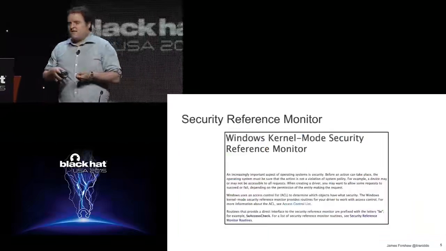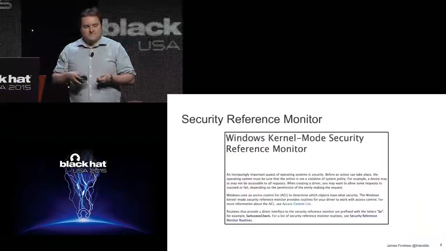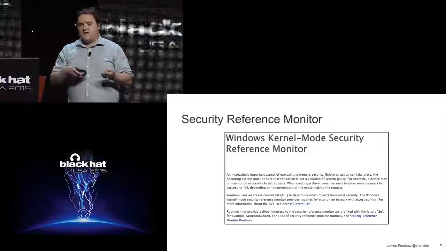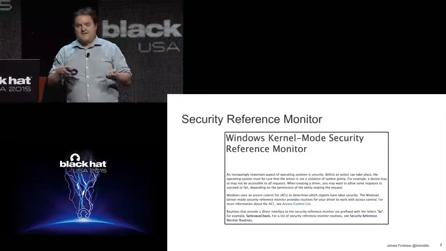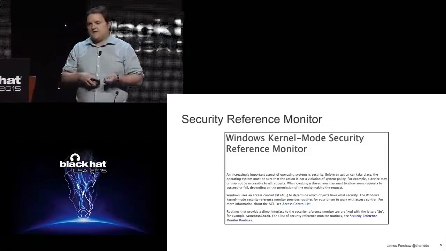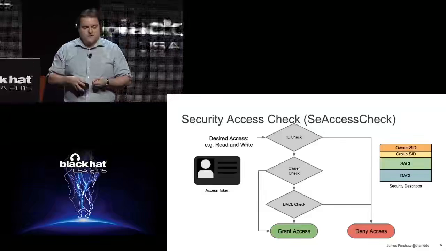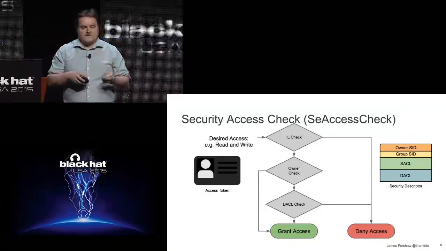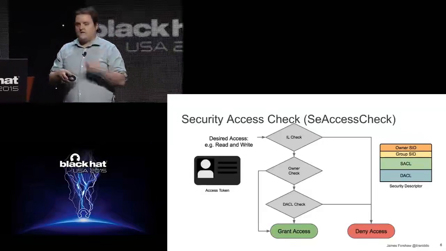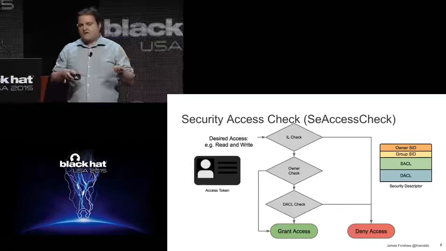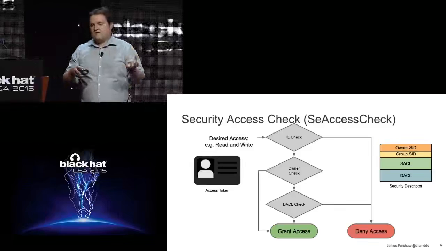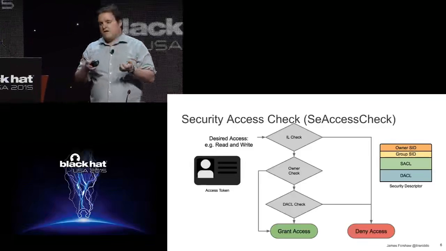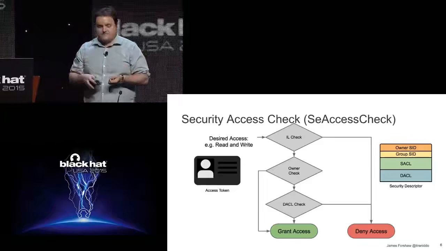So you can find documentation about the SRM, the security reference monitor. Basically, if you're doing kernel mode code, if the function starts with the prefix Se, that means it's something related to security. Now, the real core of pretty much all security decisions is the access check, and this is done usually through a function called SeAccessCheck. Effectively, it's taking your token and applying it to your security descriptor and making a decision on whether I'm going to give you access or not.